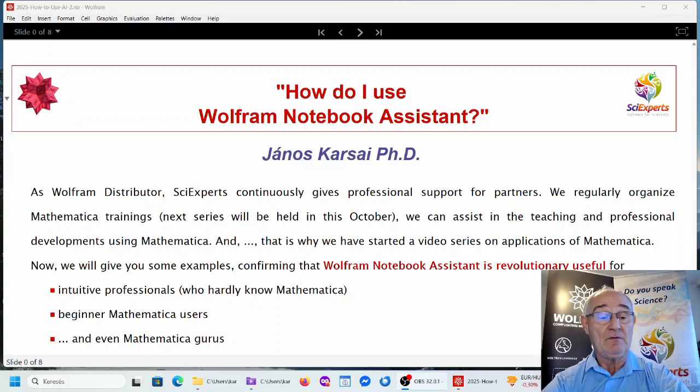Now we will give you some examples confirming that the Wolfram Notebook Assistant is revolutionarily useful for intuitive professionals who hardly know Mathematica, beginner Mathematica users, and also Mathematica gurus.